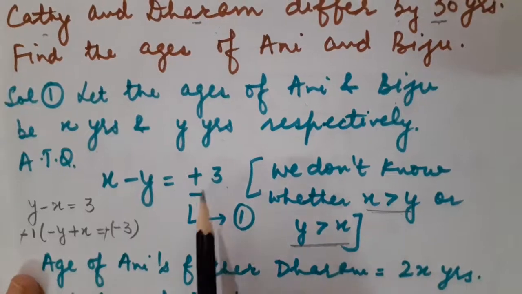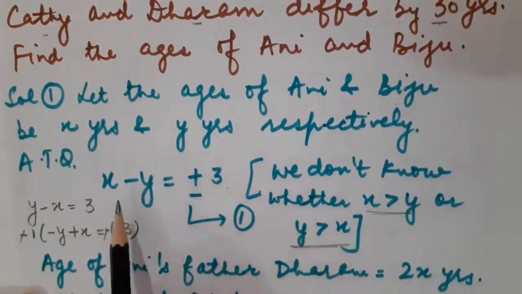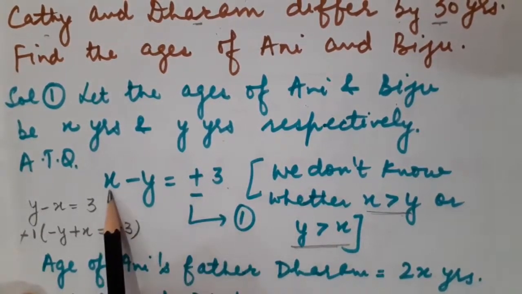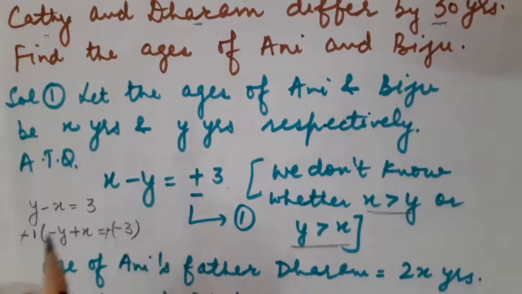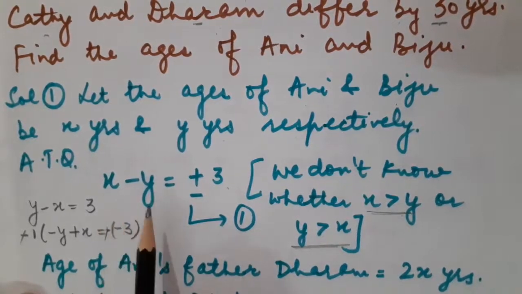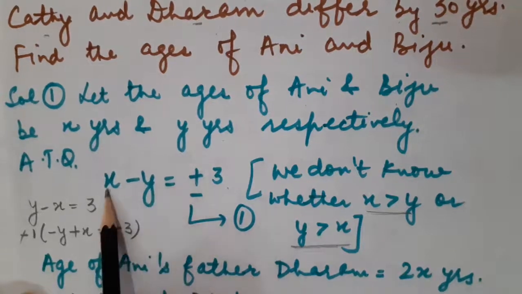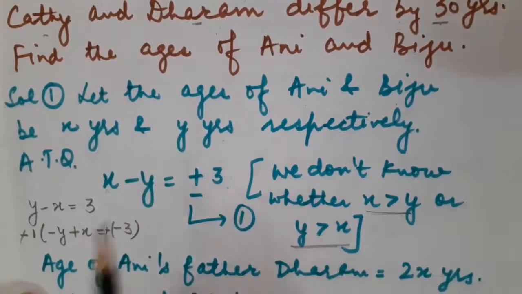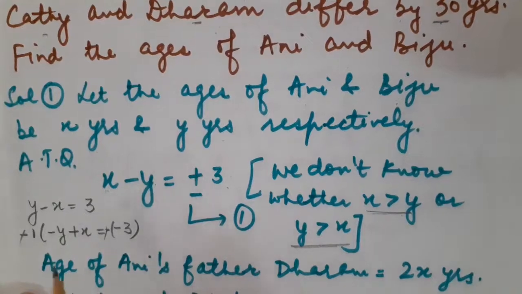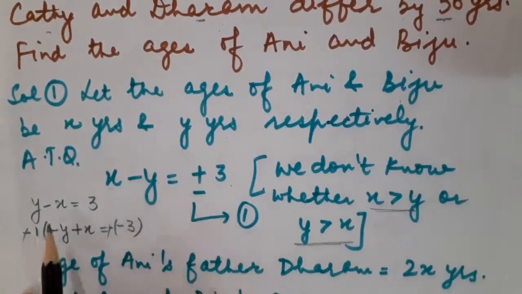Fine. So how to understand it? Please be alert. For example, if Annie is elder than Biju by 3 years, so definitely, because the difference is given, bigger minus smaller will be written, right? So x minus y is equal to 3. This is case 1. Now for case 2, children, please be focused.